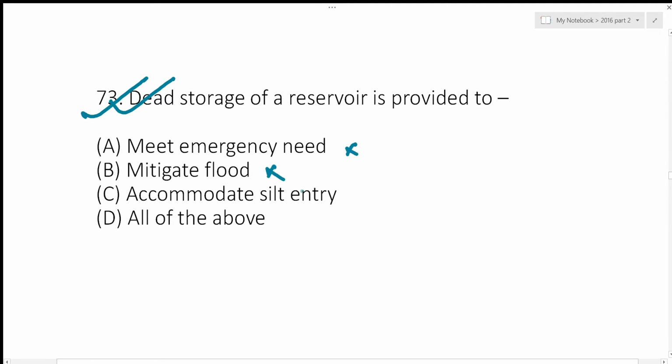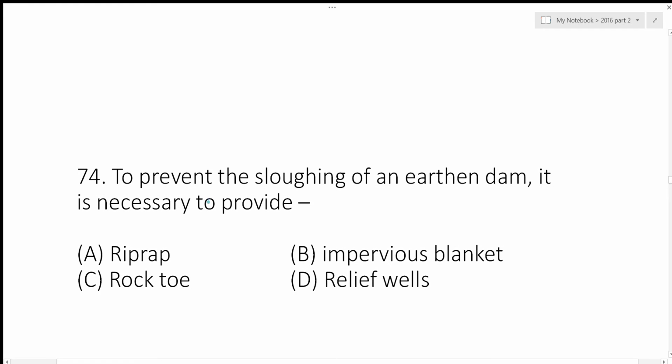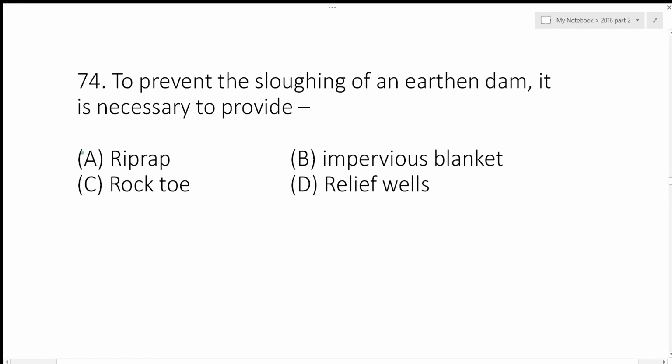Next question would be, dead storage of a reservoir is provided to meet emergency needs, no. Mitigate floods, no. Accommodate silt entry, yes. So the answer would be accommodate silt entry. So dead storage of a reservoir is provided to accommodate silt entry only. The next question is, to prevent sloughing of an earthen dam, it is necessary to provide riprap.